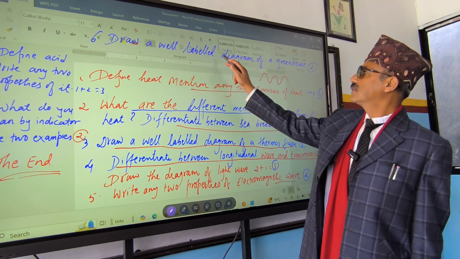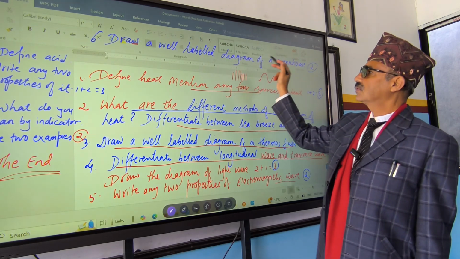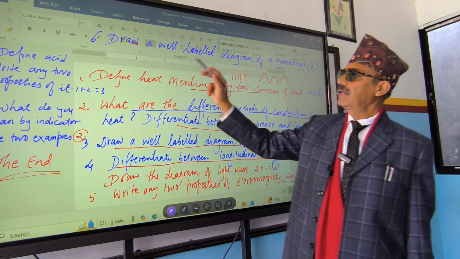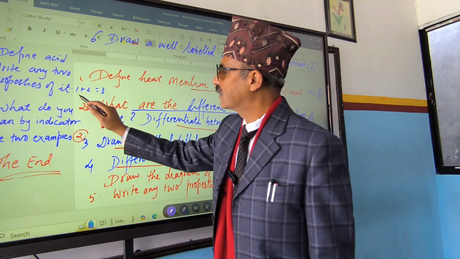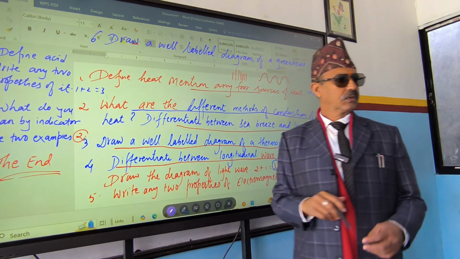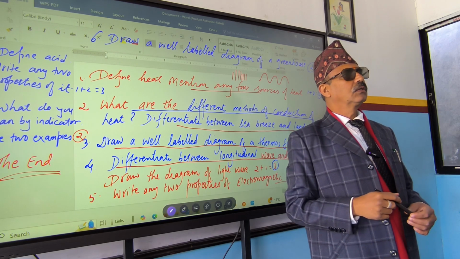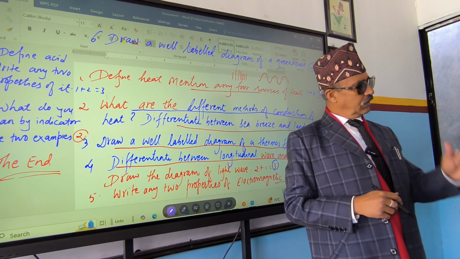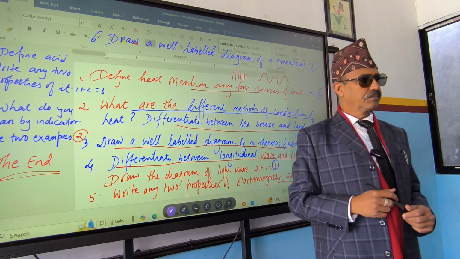Draw a well-labeled diagram of a greenhouse. Define acid. Write any two properties of it. What do you mean by indicator? Give two examples. Did you copy these questions? Yes. Already? Good.